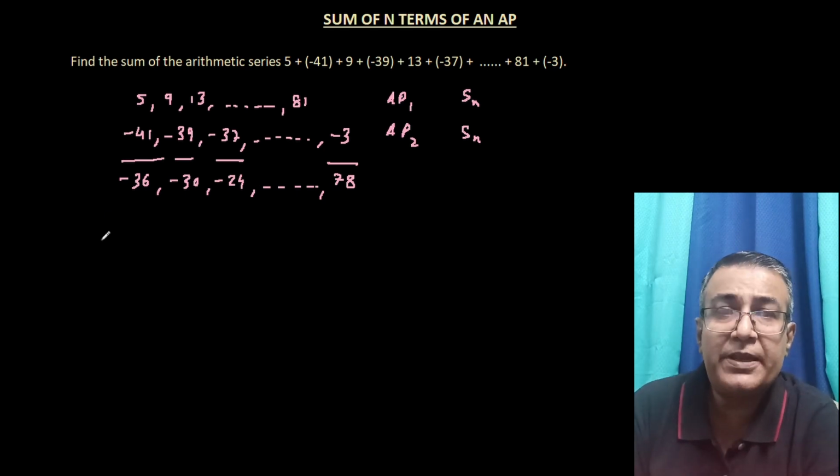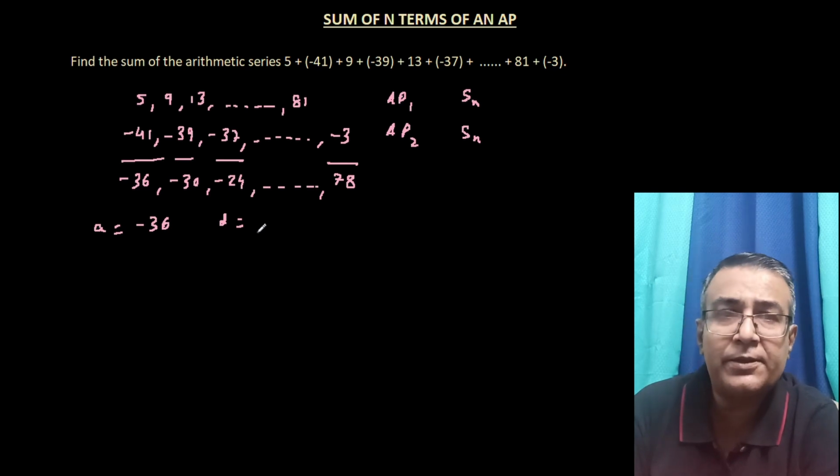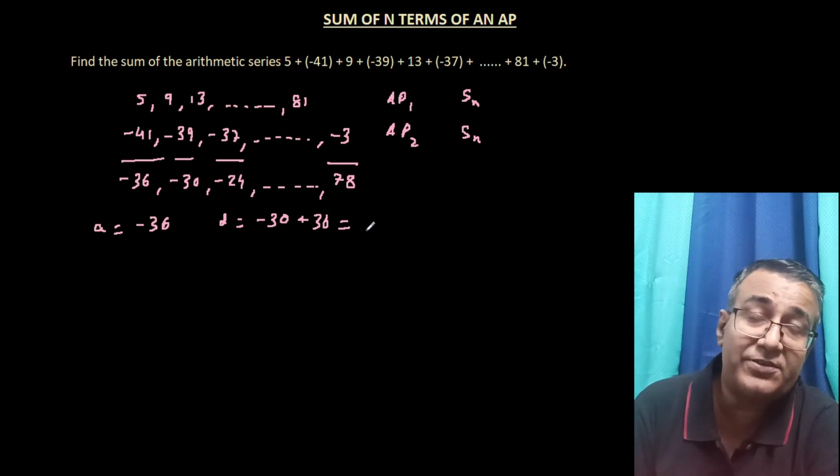So from this AP, let's find out what A and D are. A is the first term, which we know. In this case, it is negative 36. D is the common difference, which again can be found by taking any term and subtracting from it the preceding term, and we get the common difference. So in this case, let's take the second term, negative 30, subtract from this negative 36. So minus 30 minus 36.